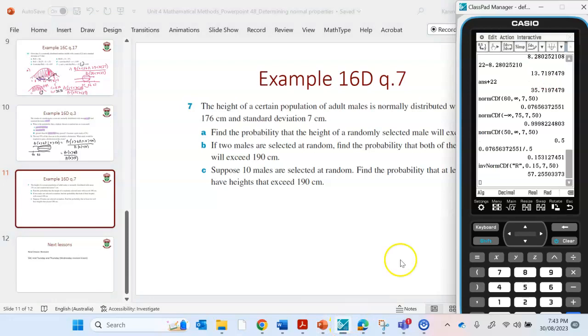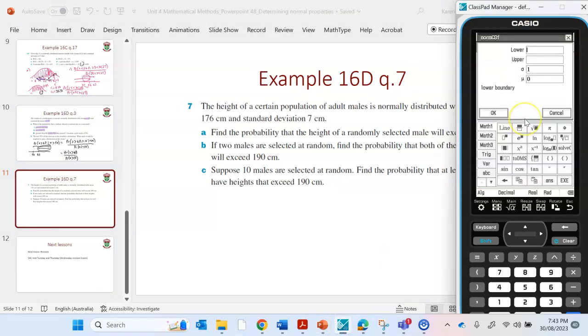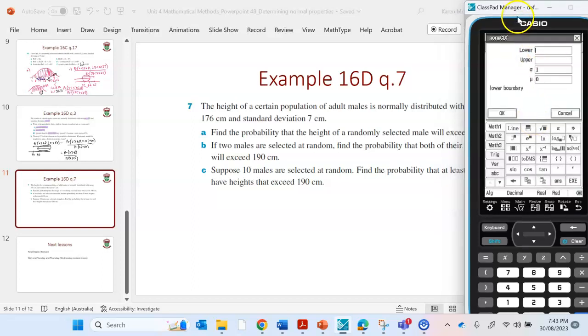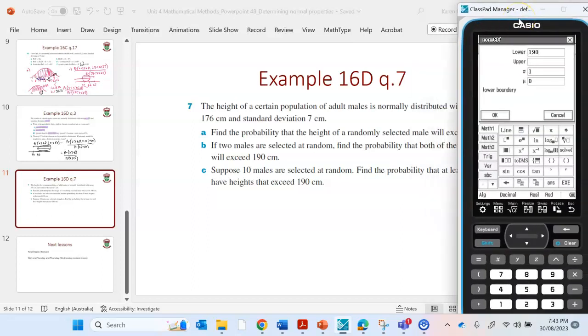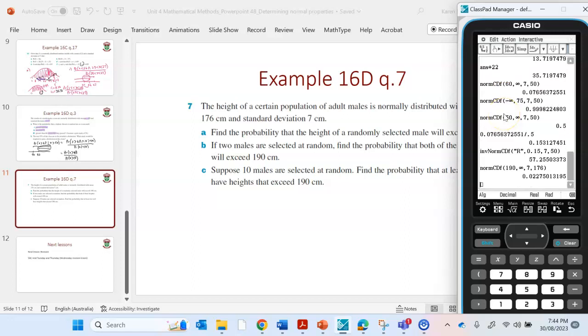So going back onto my calculator, all right, inverse. See, it's just so repetitive. The lower limit, what was it, 190? 190 will exceed. So exceeds means needs to be above. Now, obviously you won't have a height of infinity, but your area as you get beyond 3 standard deviations is very low anyway. All right, standard deviation of 7, 176 is our mean. All right, so there you go.